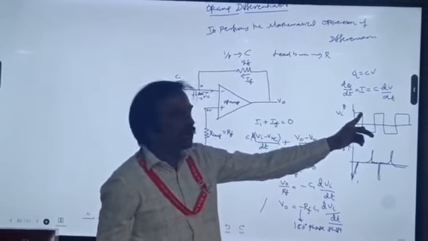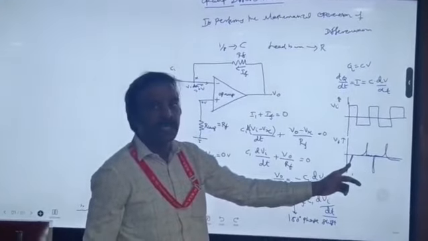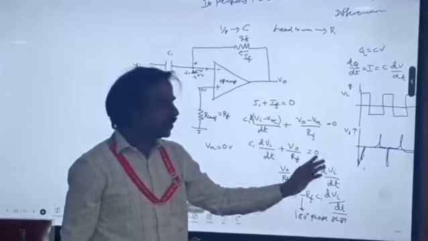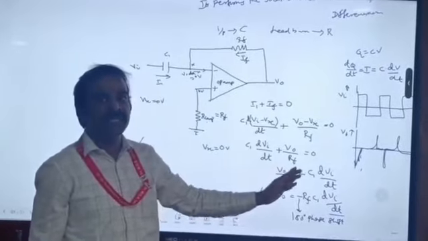So wherever we are having a positive signal, there will be a spike at the output going down. So that is a negative output. Clear. So this is the complete operation of the Opamp differentiator.